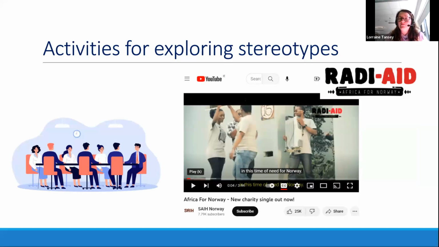One is the Radi-Aid campaign, which was started by students in Norway. People might be familiar with this, where essentially this is a group of young people across Africa who are fundraising for radiators for Norway, because it's freezing in Norway and they're so cold and they really need radiators and sunshine, and the people of Africa can do it. They can bring sunshine to Norway.